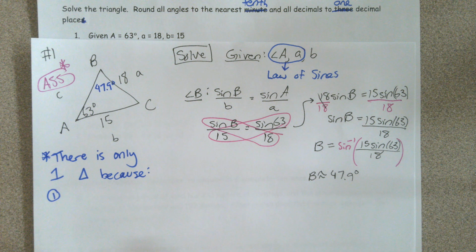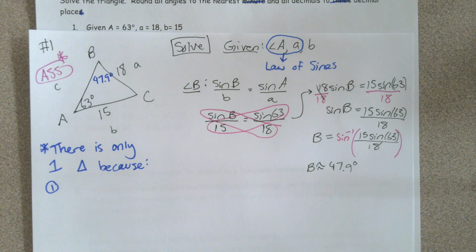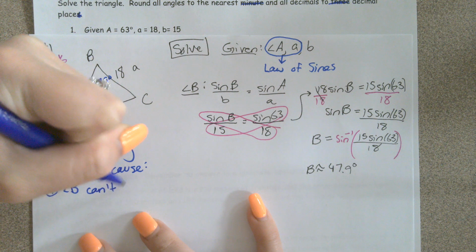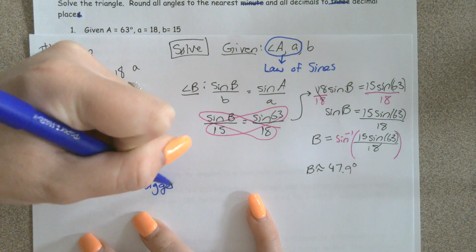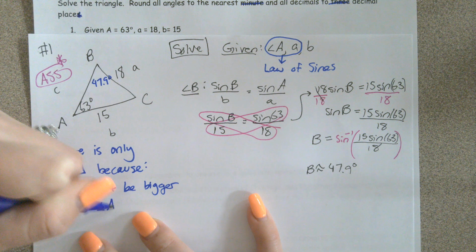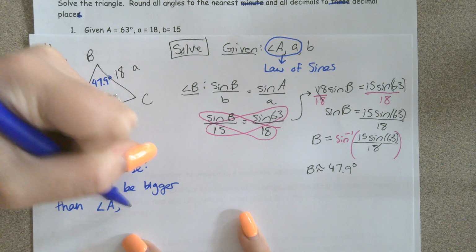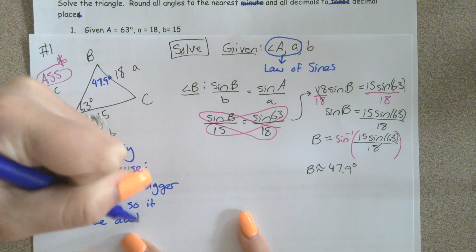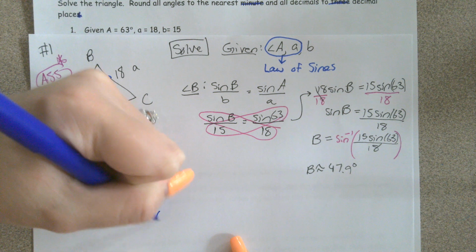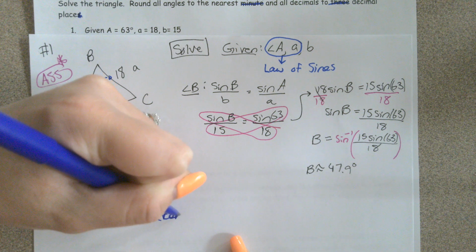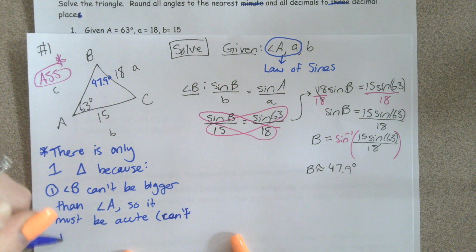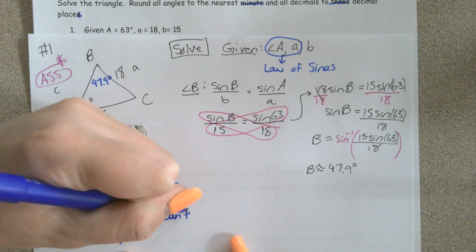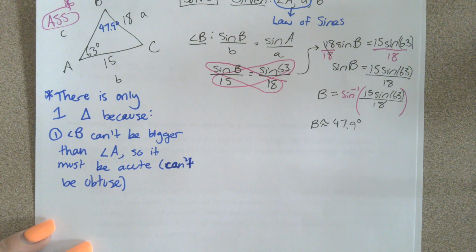So if you want to just word it the way I just said it, angle B can't be bigger than angle A, so it must be acute. And then I'll add the side note: can't be obtuse. So there's the first reason.